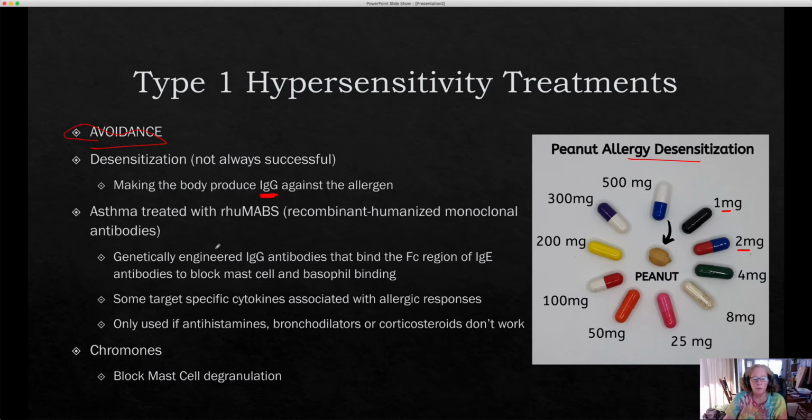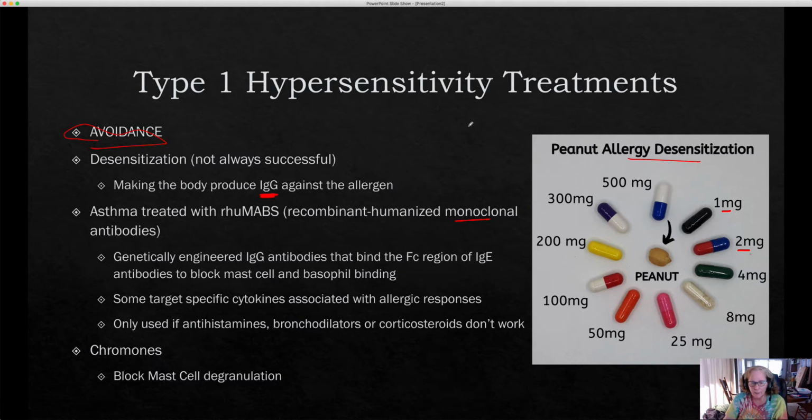Asthma can be treated with what are called RUMABs. RUMABs are recombinant humanized monoclonal antibodies. Now, we haven't gone over monoclonal antibodies yet, but monoclonal antibodies, or MABs as they're known, are antibodies that are produced in the laboratory. So they're man-made antibodies. And what they've done is genetically engineer IgG antibodies that can bind to that constant region, that stem region of IgEs.